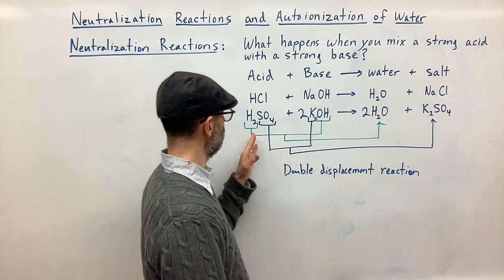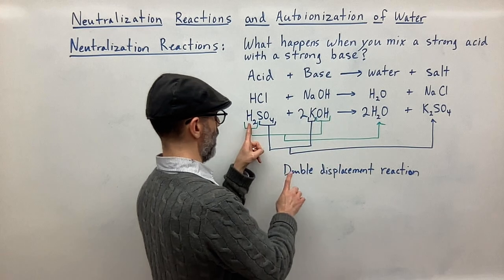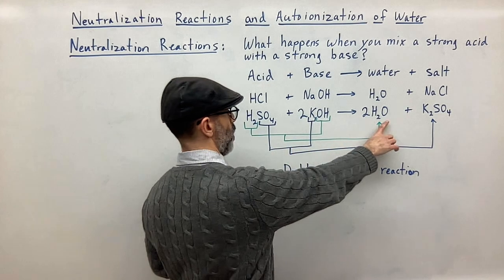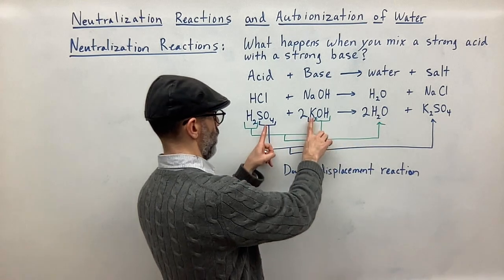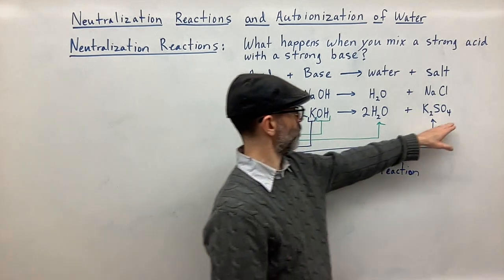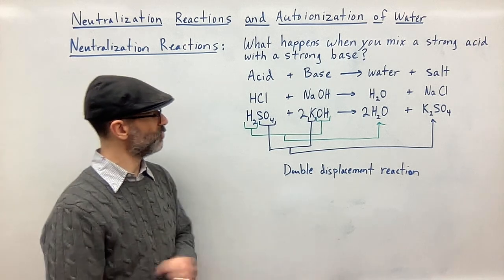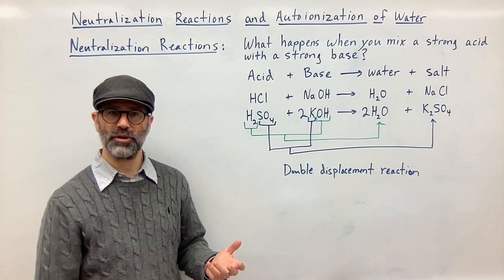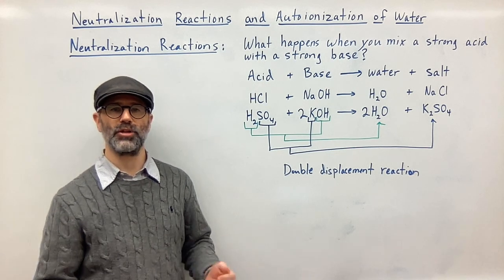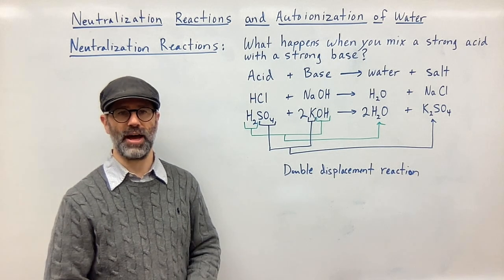So the ions that are formed on the outside come together. So you have hydrogen plus your hydroxide, one each comes together to form water. And then you get your inner ions, your potassium ion and your sulfate ion are going to come together to form your potassium sulfate salt. And so that is your neutralization reactions involving strong acid and a strong base. So now let's get into the autoionization of water and everything that falls out of that.